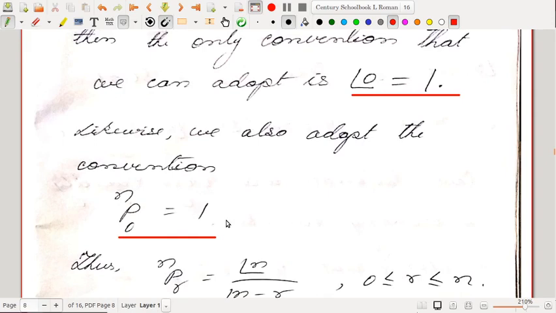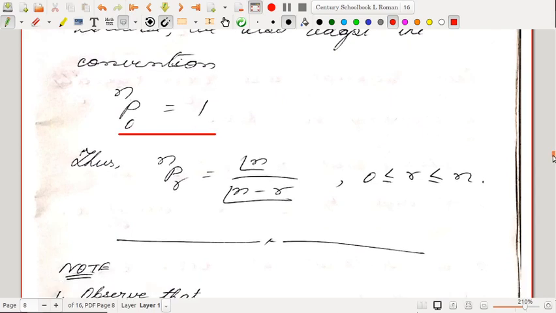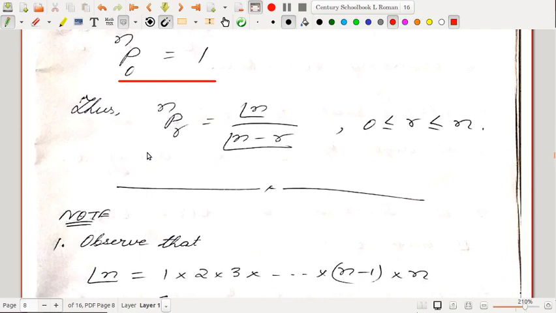So nP0, in terms of number of arrangements of objects, doesn't make any sense. Number of permutations of n objects taken 0 at a time, none at a time. So it doesn't make any sense, but just for notational convenience, we define it to be 1. nP0 is defined as 1. So that is why nPr can be written as factorial n by factorial n minus r, where r lies between 0 and n, including 0 and n.